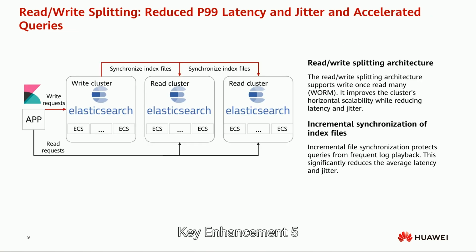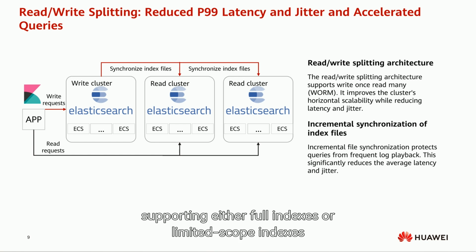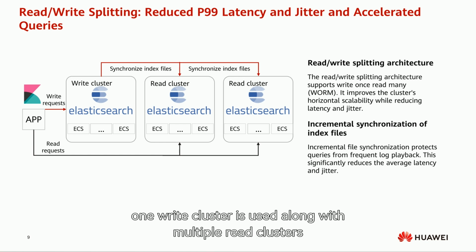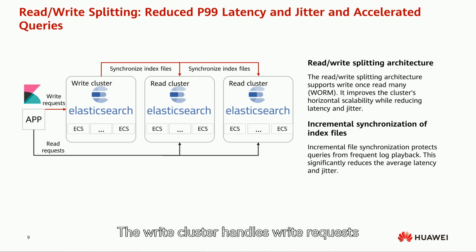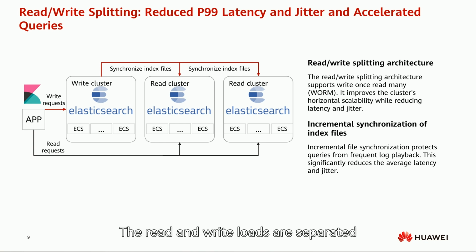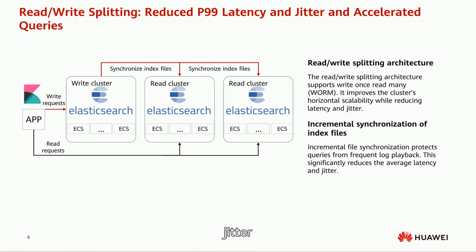Key Enhancement 5. Read-write splitting. A real-time synchronization link is established between clusters, supporting either full indexes or limited scope indexes. With the read-write splitting architecture, one write cluster is used along with multiple read clusters. The write cluster handles write requests, while the read clusters handle query requests. The read and write loads are separated, improving the cluster horizontal scalability while reducing latency and jitter.